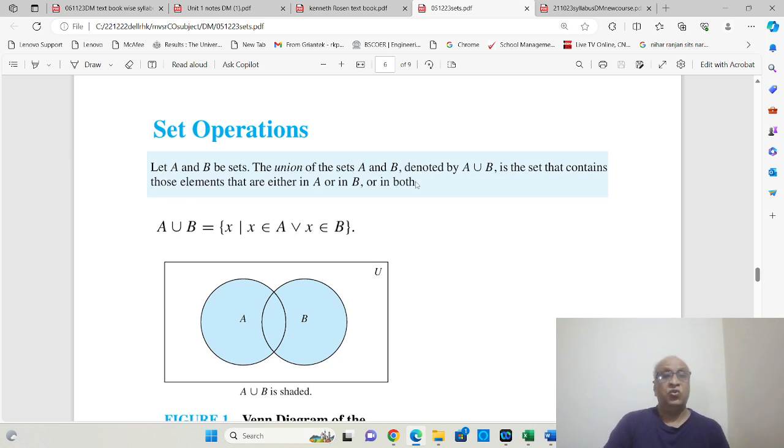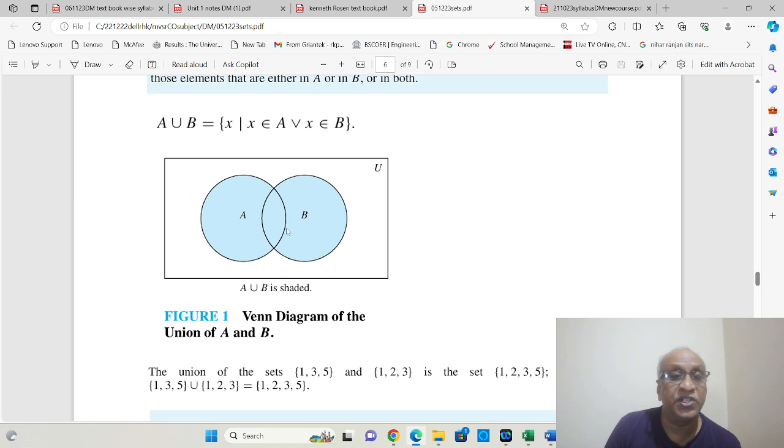So let us go for the next topic, that is set operations. The first set operation is union of sets. The union is indicated by this symbol. So A union B is defined like this. What is the definition? A union B contains those elements that are either in A or in B or in both. Okay. So suppose x is the element: x belongs to A or x belongs to B.